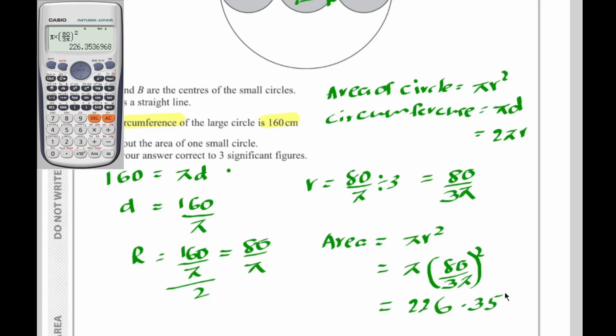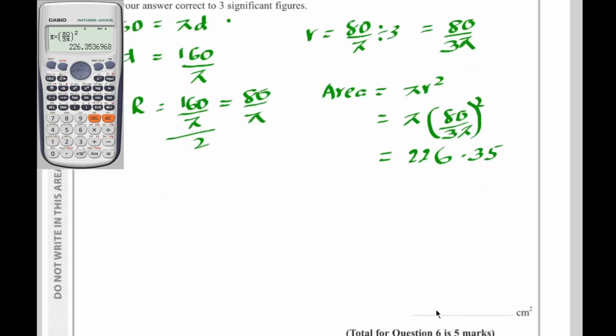226.35. So we've been asked to leave our answer to the third significant figure. So the fourth significant figure is 3. Therefore, we don't want to add anything. Then I can leave my answer as 226 squared centimeter.